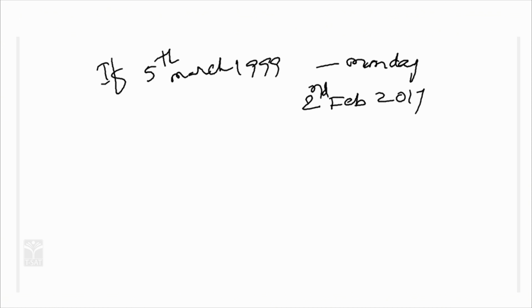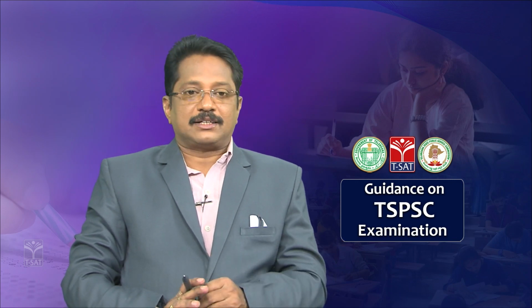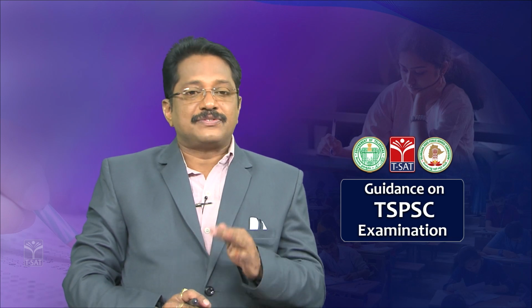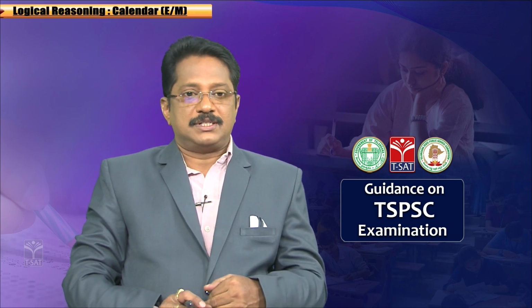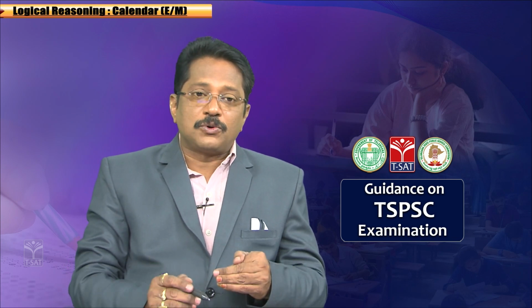Okay, then how are we going to do this? 5th March 1999 is Monday is given. Now we are going to check it. First you have to find the actual day, because the given day may or may not be correct. So first you have to calculate what the day actually is, as per the formula and procedure we are following, for 5th March 1999.